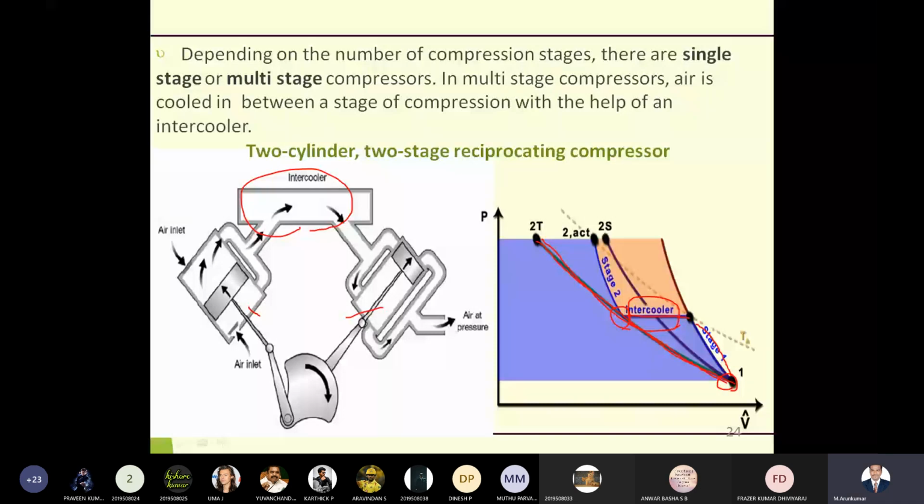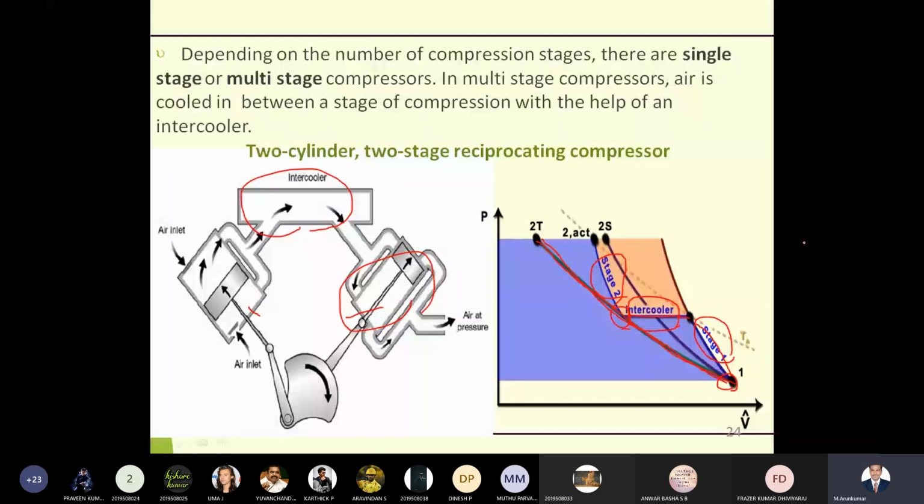Then in the first stage, we compress the air. The pressure gets increased by the compression. Then we reduce the temperature with the help of the intercooler to the initial temperature T1. Then again we do the second stage compression. So actually this approximates an isothermal compression process.